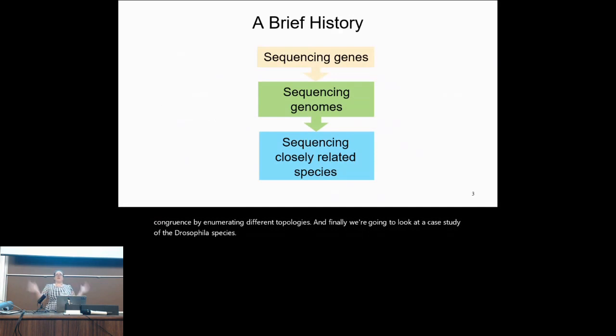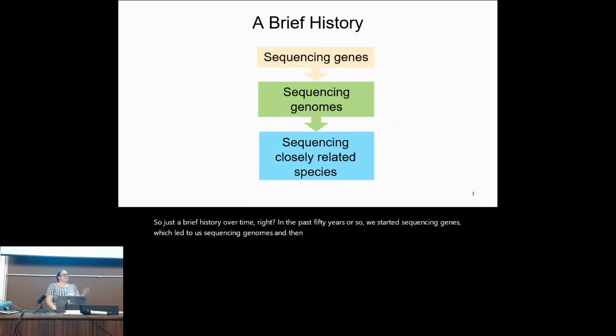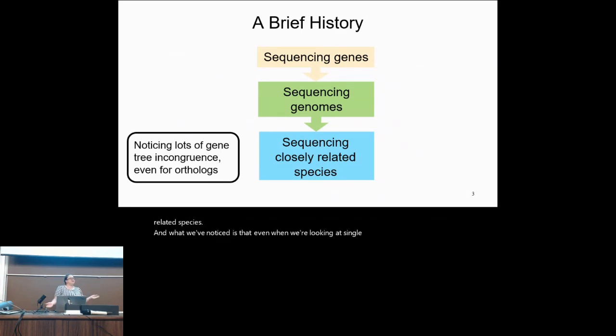So just a brief history over time. In the past 50 years or so, we started sequencing genes, which led to us sequencing genomes, and then sequencing more and more closely related species. And what we've noticed is that even when we're looking at single copy orthologs from different species, we tend to get gene tree incongruence. So when we reconstruct the history of these genes, they're not all the same.